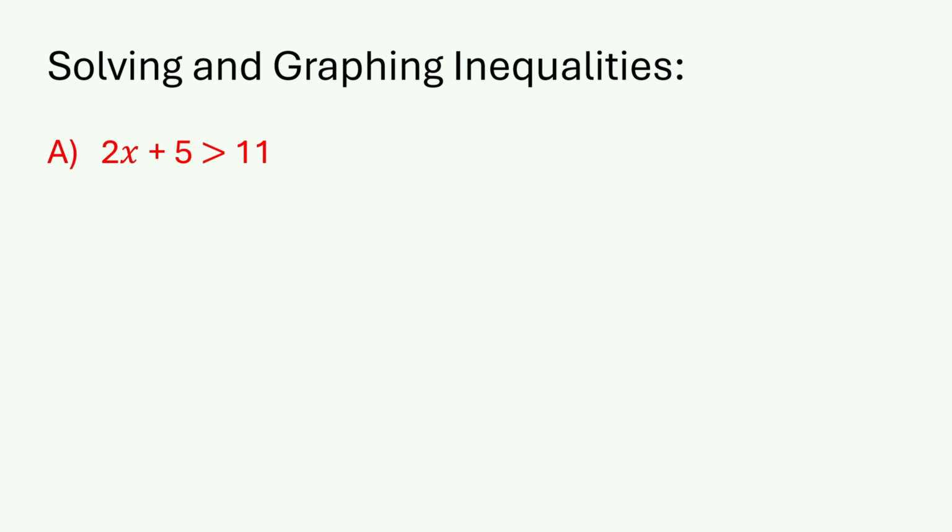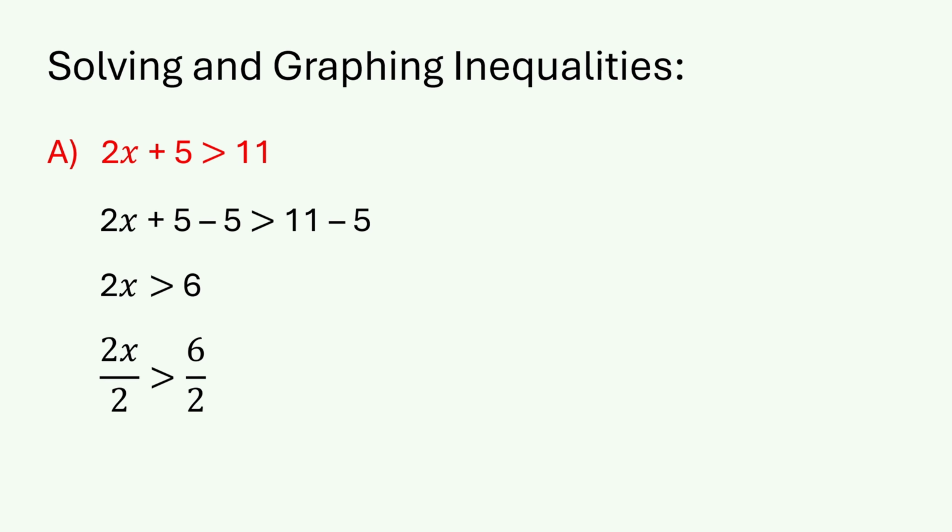Example A. 2x plus 5 greater than 11. We subtract 5 from both sides. So 2x plus 5 minus 5 greater than 11 minus 5. When we further simplify this inequality, it will be 2x greater than 6. We divide both sides by 2. So 2x divided by 2 greater than 6 divided by 2. When we simplify, it is x greater than 3.